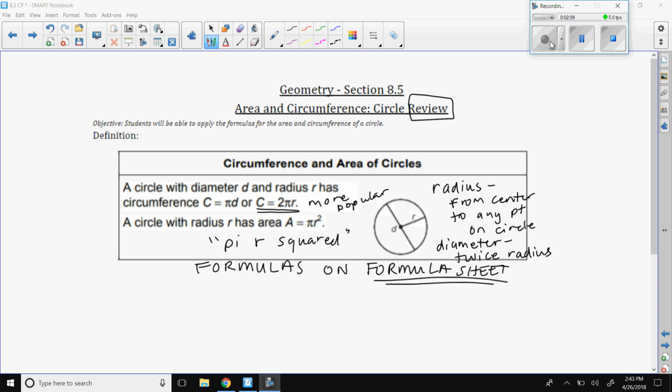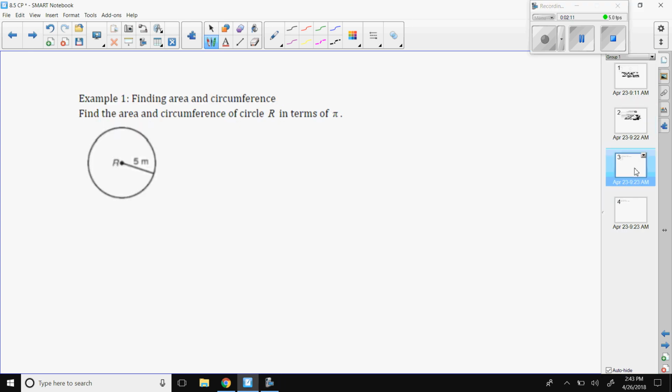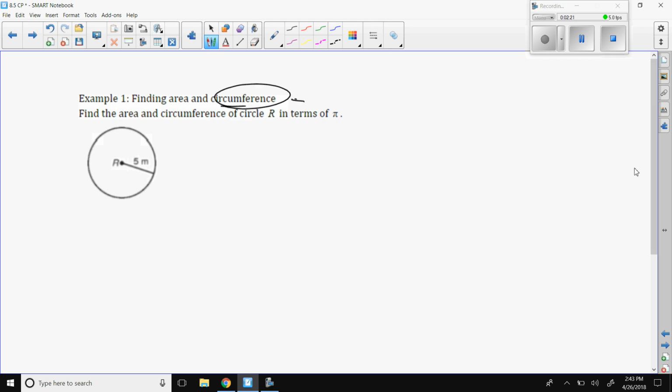Okay, I'm just going to do a couple of examples. So the first example here: finding area and circumference. Find the area and circumference of a circle r in terms of pi. Your circumference is just your perimeter. It's that distance all the way around the circle.